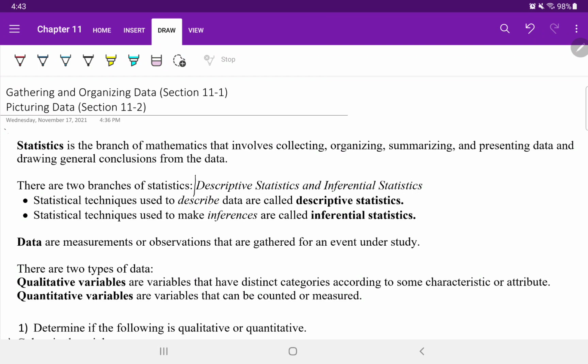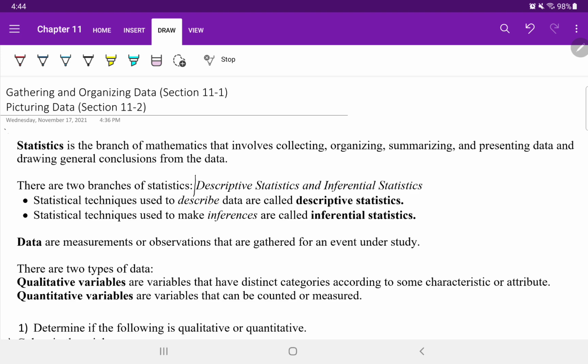What is statistics? Well, besides being that annoying math class that students think they have to take, statistics is the branch of mathematics that involves collecting, organizing, summarizing, and presenting data. And you're using all that to draw general conclusions from the data. The purpose of statistics is to take a sample of people or a sample of subjects that has a good representation of a population under study and use the results to apply it to the overall population.